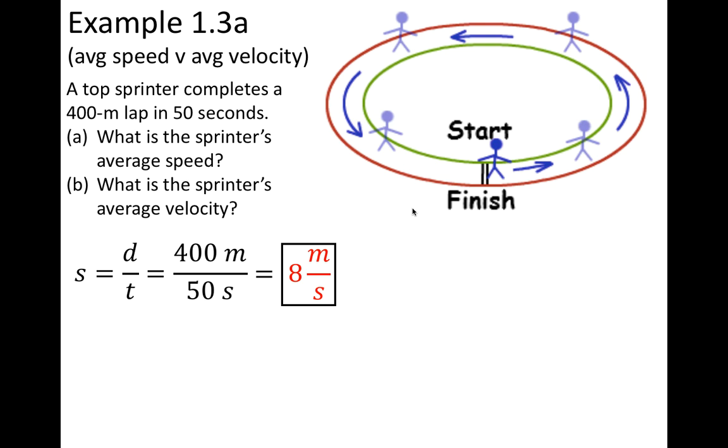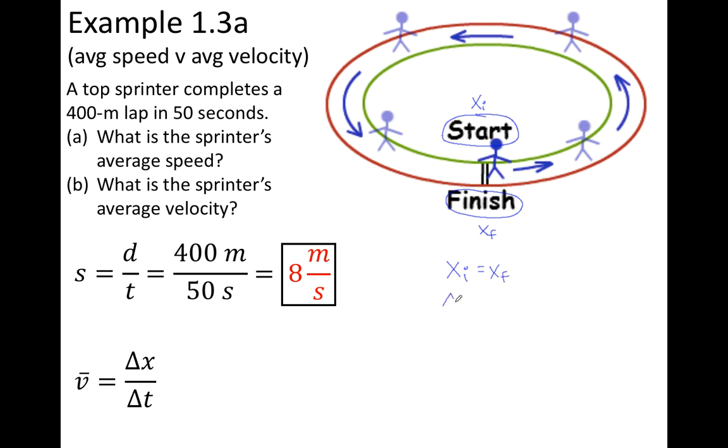So for part B, what is the sprinter's average velocity? For this, we need to use velocity is displacement over time. But what is the sprinter's displacement? Well, the initial position of the sprinter, x sub i, is the starting line. And the final position, x sub f, is the finish line. Well, the finish line is the starting line. The initial and the final positions are the same.